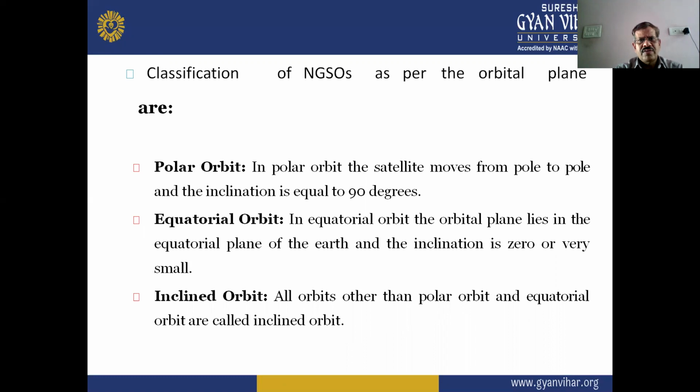So classification of NGSO as per the orbital plane: first one is polar orbit. In polar orbit, the satellite moves from pole to pole and inclination is equal to 90 degrees. In equatorial orbits, the orbital plane lies in the equatorial plane of the Earth and the inclination is zero or very small. And inclined orbits: all orbits other than polar orbit and equatorial orbit are called inclined orbits.